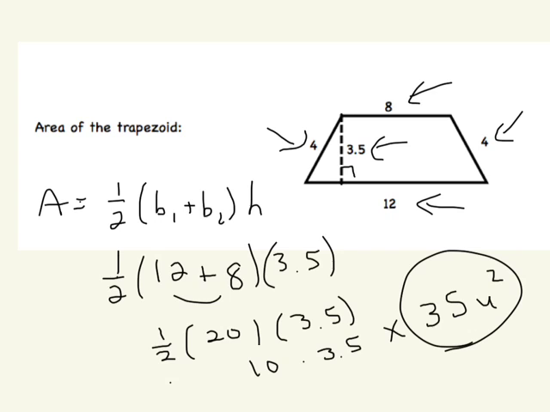Now, since it doesn't say whether these are inches, meters, centimeters, or anything else, we assume that these are all in the generic geometrical unit, units. So, if we multiply to find the area, we are going to find that this trapezoid is 35 units squared.